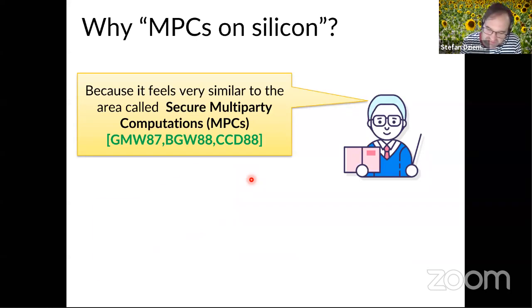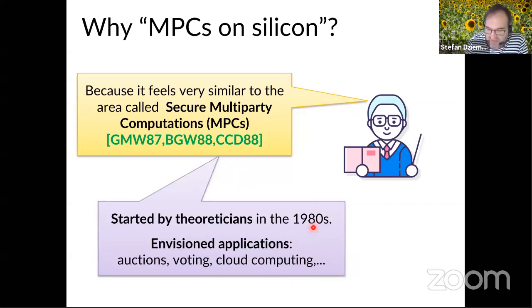So this area was started by theoreticians in the 80s, and it had many envisioned applications like auctions, voting, cloud computing. These are all protocols where a number of parties on the internet want to do something together without revealing their secrets. And that didn't look like it had anything to do with secure hardware. It's completely different technological applications. But nobody imagined that this would be used for secure hardware until ISW, who used something very similar for this purpose.